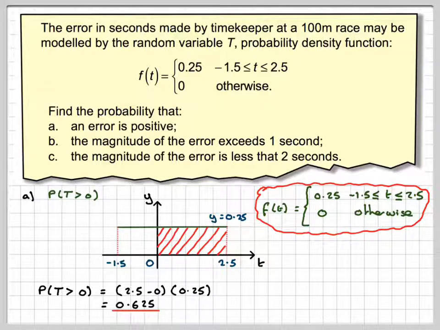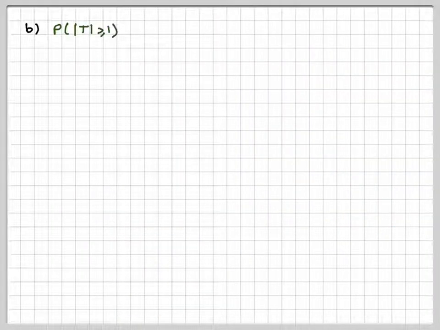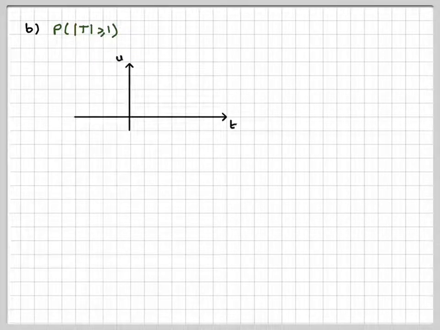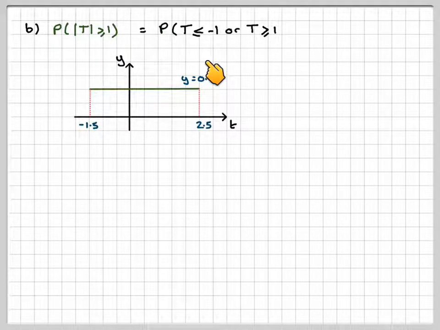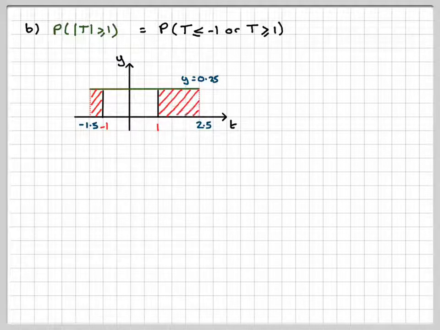Probability the magnitude of an error exceeds 1 second. So we want the probability that the magnitude exceeds 1 second. Drawing the diagram, we're going to want the probability that t is less than or equal to -1, or t is greater than or equal to 1. We need it to exceed 1 second, so it's going to be that area shaded there and that shaded area there.